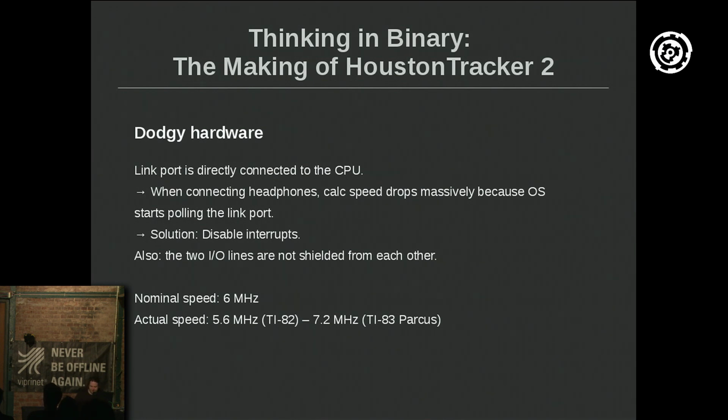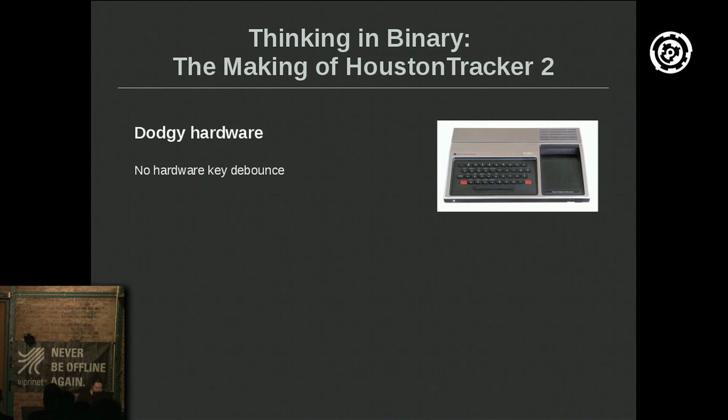And that's not the real problem. The real problem is that the clock speed depends on battery strength. So yeah, if the batteries are like 50% full, it'll drop to like 5 megahertz and below. So to this day, HoustonTracker unfortunately does not produce an accurate 440 Hz tuning. Well, another very nice problem.